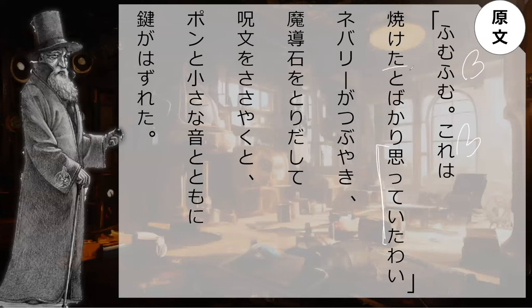Yaku here is to roast. So yaketa was roasted. There's a transitive roast versus this intransitive pair. So what he's saying is, I thought this thing was roasted. But it wasn't. I misjudged. It is in good condition. Itawai is an adjective.